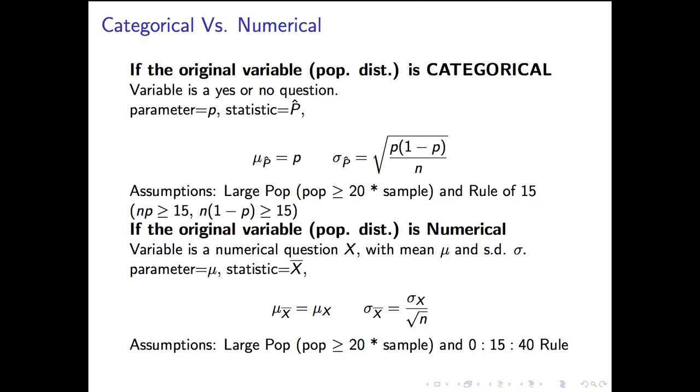So just to summarize, if your population distribution is categorical, if it's a yes or no question, then the parameter of interest is p, the population proportion. The statistic is p hat, the sample proportion. The mean of p hat is p. The standard deviation of p hat is given by that complicated formula. And p hat is normal. Our assumptions are simple random sample, the large population assumption, that the population is at least 20 times the sample size, and the rule of 15, that n times p and n times 1 minus p are at least 15.